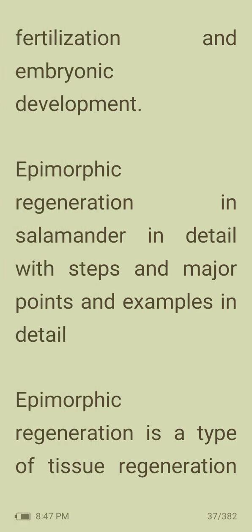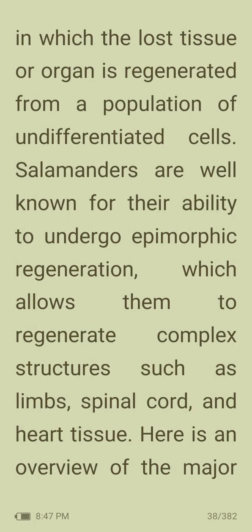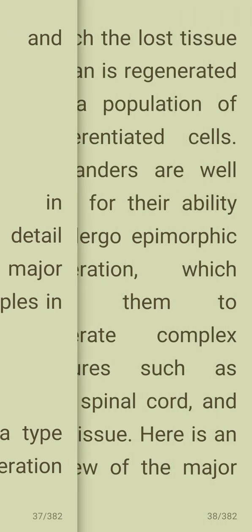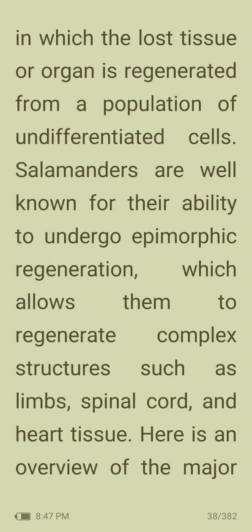Next, epimorphic regeneration in salamander. Epimorphic regeneration is a type of tissue regeneration in which the lost tissue or organ is regenerated from a population of undifferentiated cells. Salamanders are well known for their ability to undergo epimorphic regeneration, which allows them to generate complex structures such as limbs, spinal cord, and heart tissue.